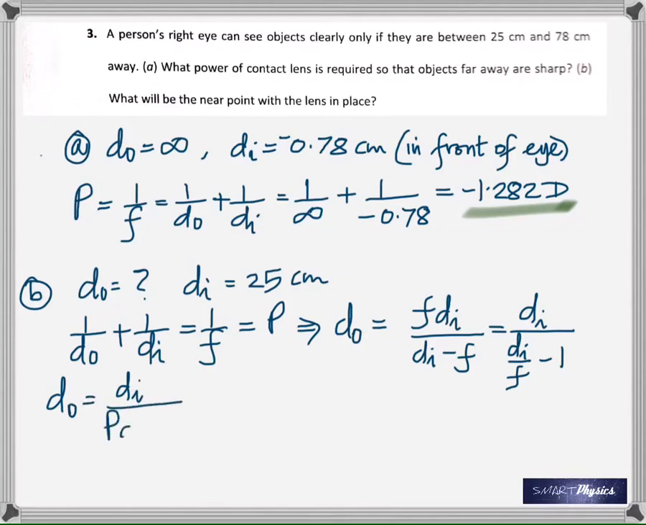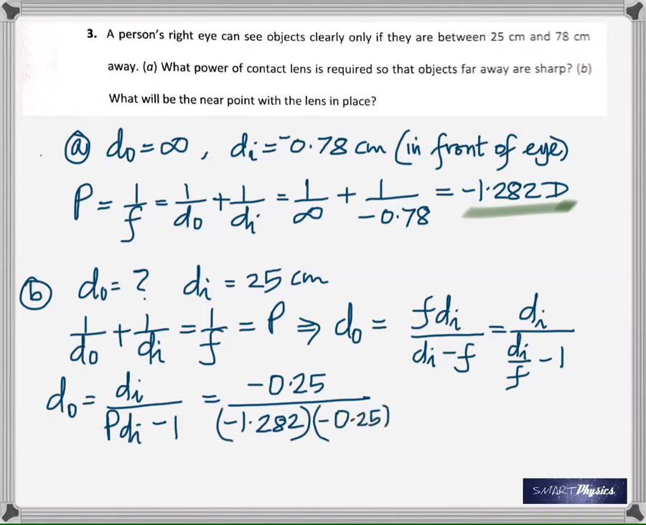But I'm just doing it this way. Just find DO. DI is negative 0.25, that's in meters, and you have the power and all that. But like I said, you can just take it off from here and put it into the calculator and find DO. That'll be easy. So the answer is 0.37 meter.